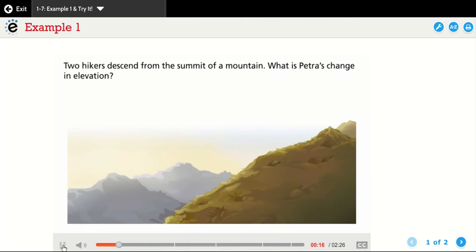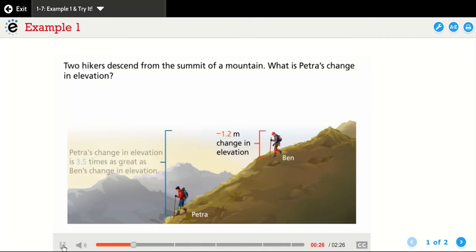Two hikers, Ben and Petra, descend from the summit of a mountain. Ben's change in elevation is -1 2/10 meters. Petra's change in elevation is 3.5 times as great as Ben's change in elevation. What is Petra's change in elevation?